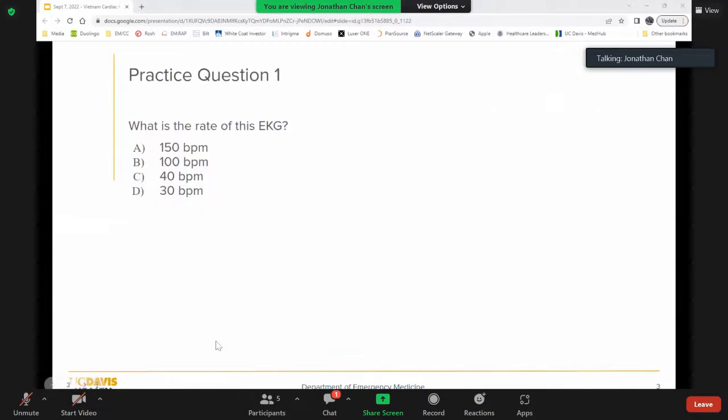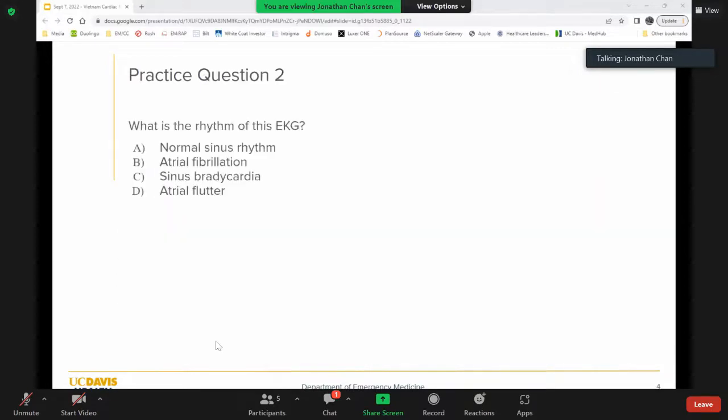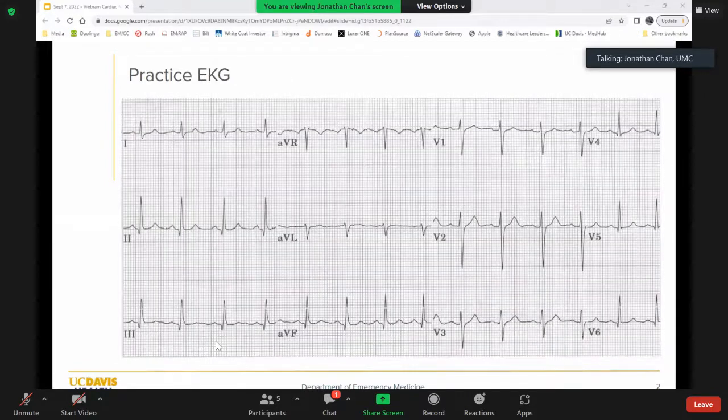Our next question is, what is the rhythm of this EKG? So let me bring this back here. What is the rhythm of the EKG here? We give a few options. Is it normal sinus? Is it atrial fibrillation? Is it sinus bradycardia? Or is it atrial flutter? So again, this is the EKG that we're looking at.